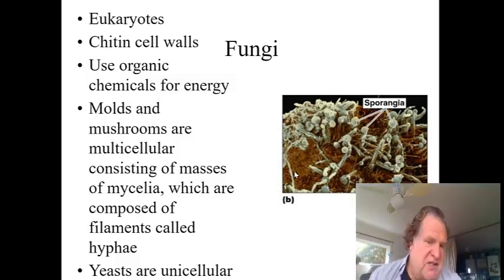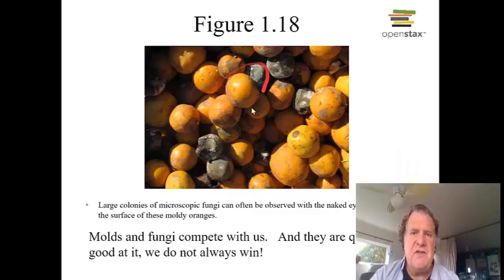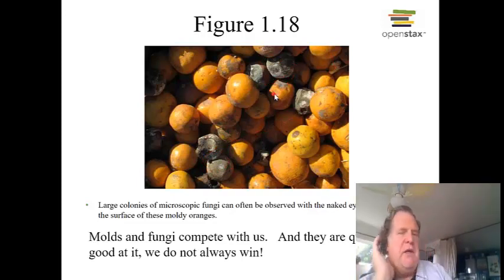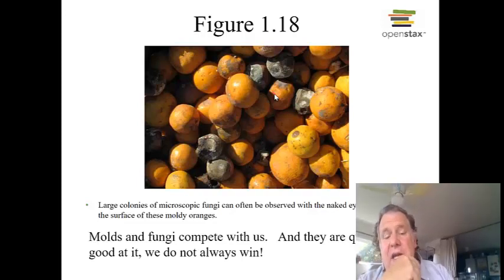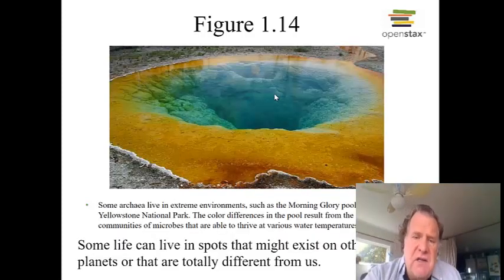These are some words that you need to know. Yeast are unicellular fungi, and so fungi are important. This is a bunch of oranges here, and these are the molds that you can kind of see. Fungi are really interesting organisms because they compete with us for food, and they can be pathogens on human beings. They're really good at it, and you know what? We don't always win. One of the scariest infections that you can get is a fungal infection.